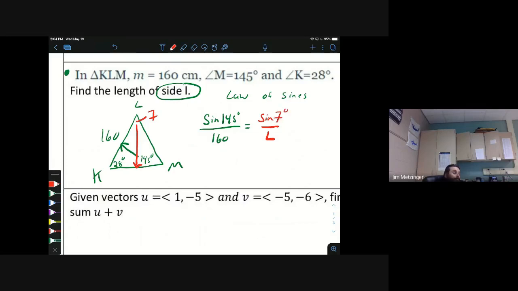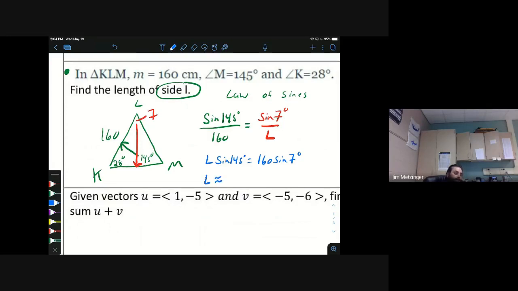Now I just solve for L. Cross multiply, and then divide by whatever sine of 145 is. That gives you L. So 160 sine of 7, close your parentheses, divided by sine of 145. It comes to about 996, whatever. It'll tell you how to round. It's in here.